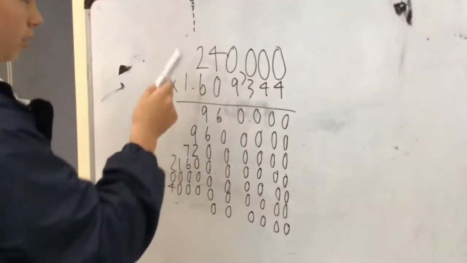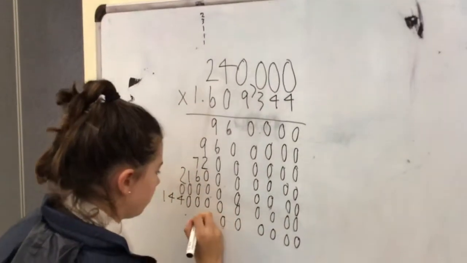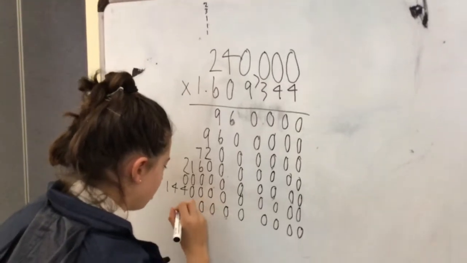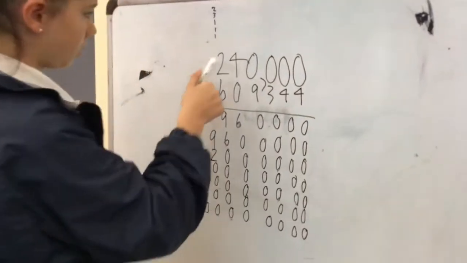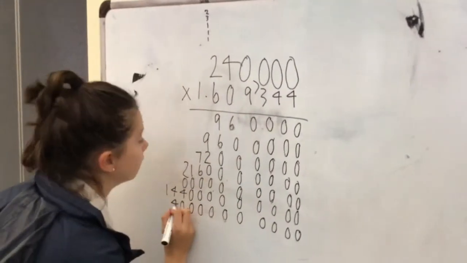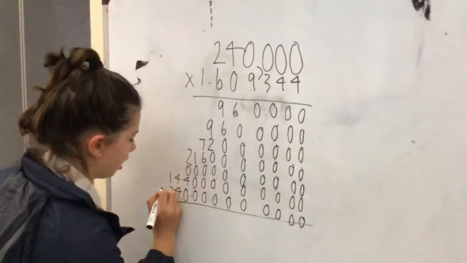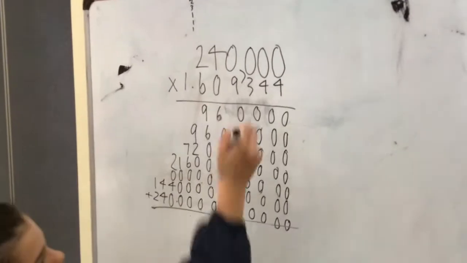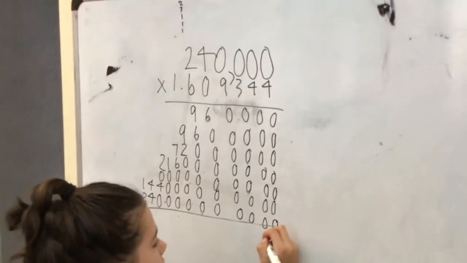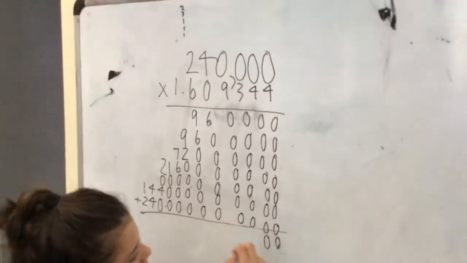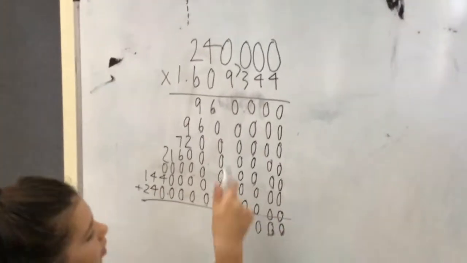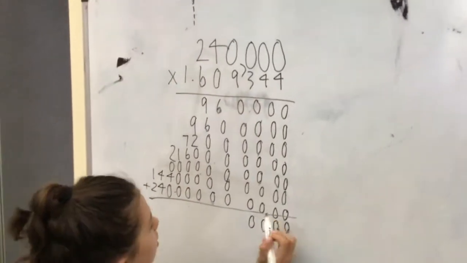1 times 0 is 0, 1 times 0 is 0, and 1 times 0 is 0. 1 times 4 is 4, and 1 times 2 is 2. And then you add them all together. All of those zeros equal 0.